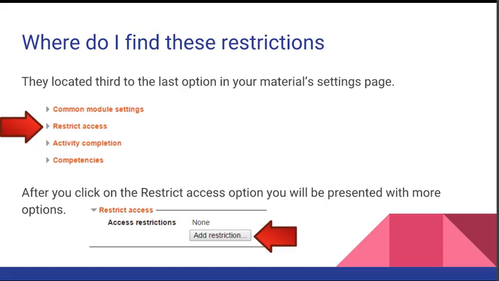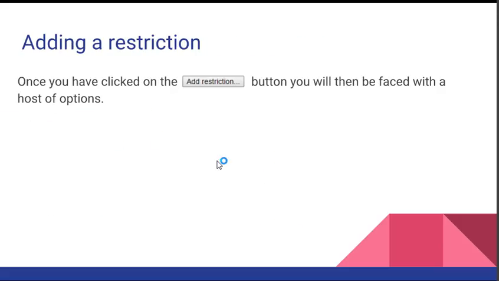This is really fresh and new, and it's something that you can add a lot to. A lot of people, I think, will be using this when they do the blended learning, because you can direct your entire class through this. After you click on that, you'll be given the restriction access options, and all you have to do then is add a restriction. Once the add restriction button comes up, you'll be faced with a host of options, but it's not something you should freak out about.